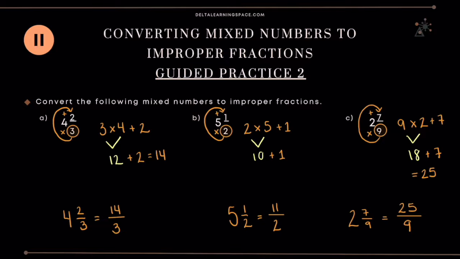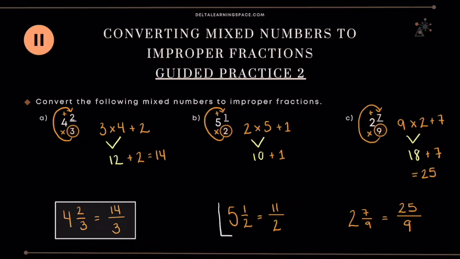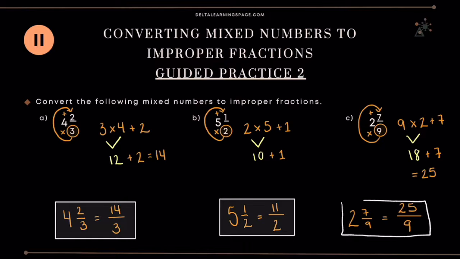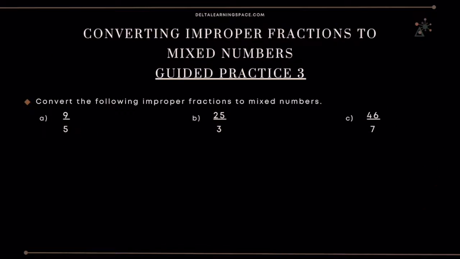Let's take a look at our answers. So for A, 4 and 2/3 as an improper fraction will be 14/3. For B, 5 and 1/2 as an improper fraction will be 11/2. And for C, 2 and 7/9 as an improper fraction will be 25/9. How did we do? Now it's time to look at the conversion the other way.